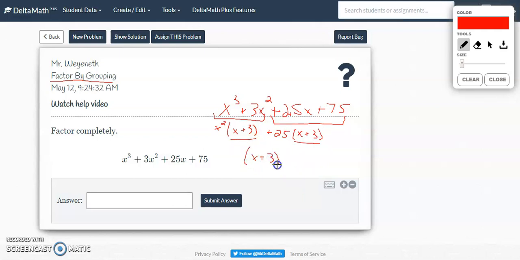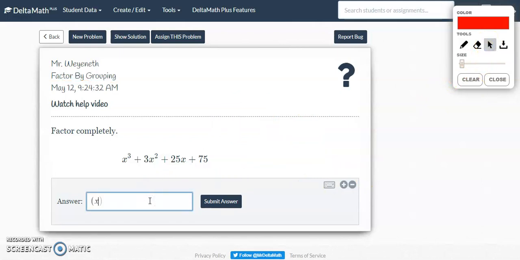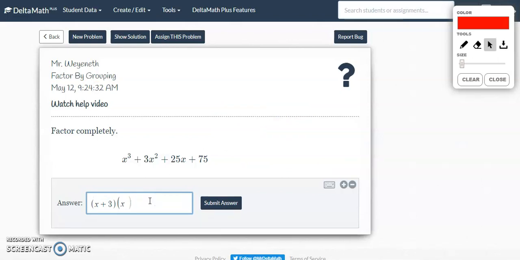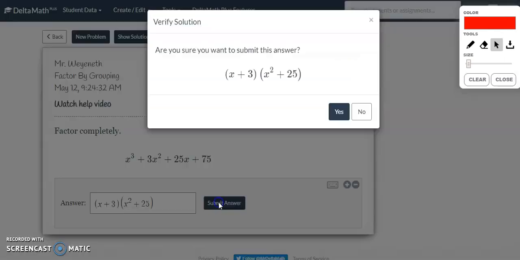And then what are my remaining parts? X squared plus 25. So x squared plus 25. Got a little carried away with the 5 there. All right, so we'll go ahead and enter that in. X plus 3. And then an x squared plus 25. All right, we'll submit.